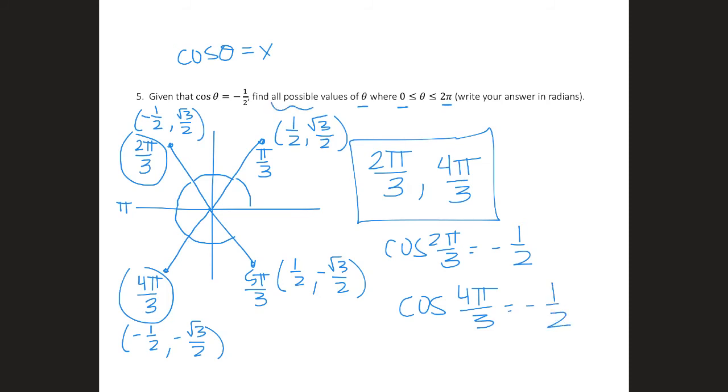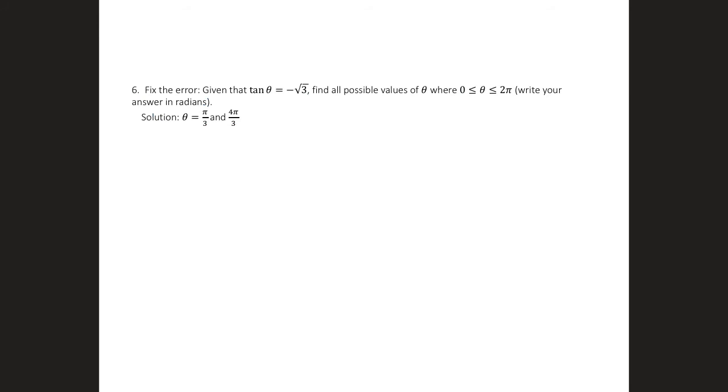So it says find all possible values in the unit circle. Again, this means just in the unit circle where we get that answer. All right, let's try the last one. We want to fix the error.